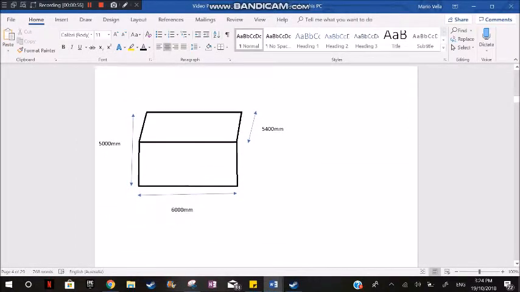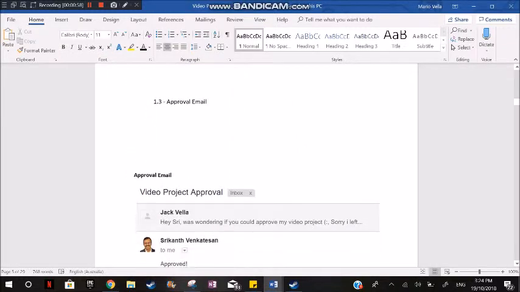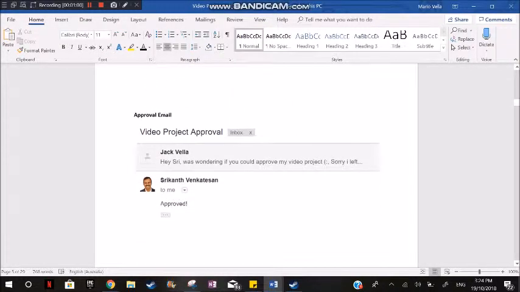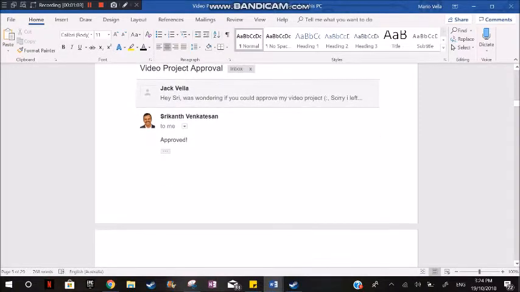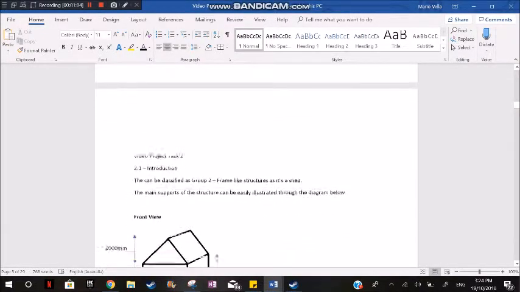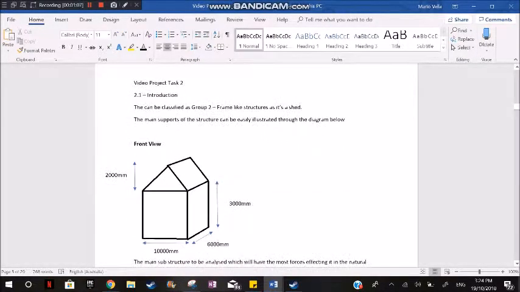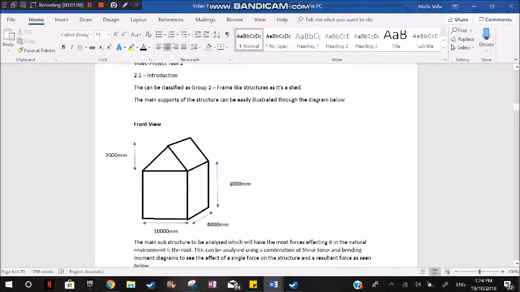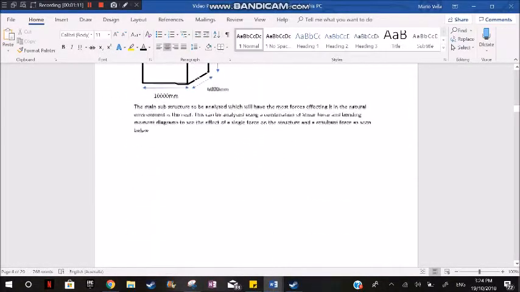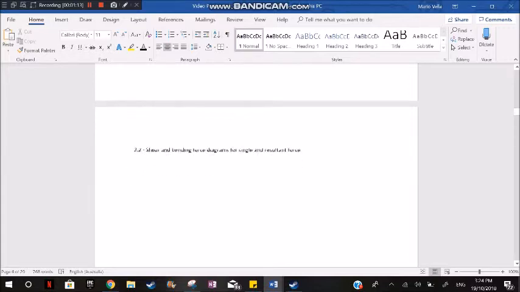And here's some other measurements. Here's the approval email from task 1. Sure you approved it. All good. Task 2, you can see the frame-like structure. And my shear and bending force diagrams.